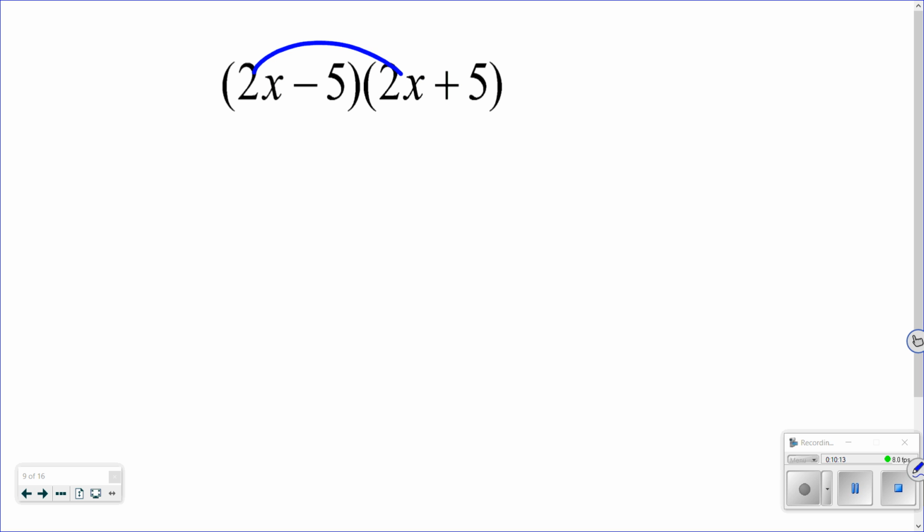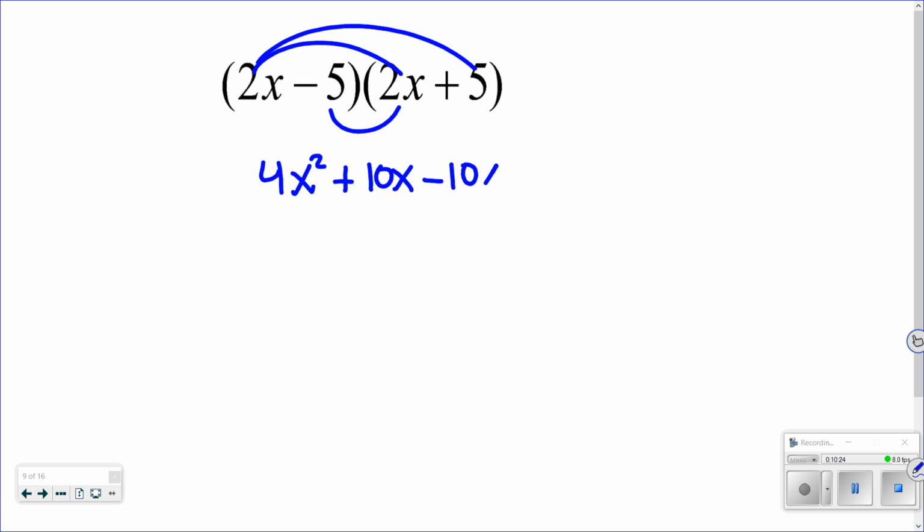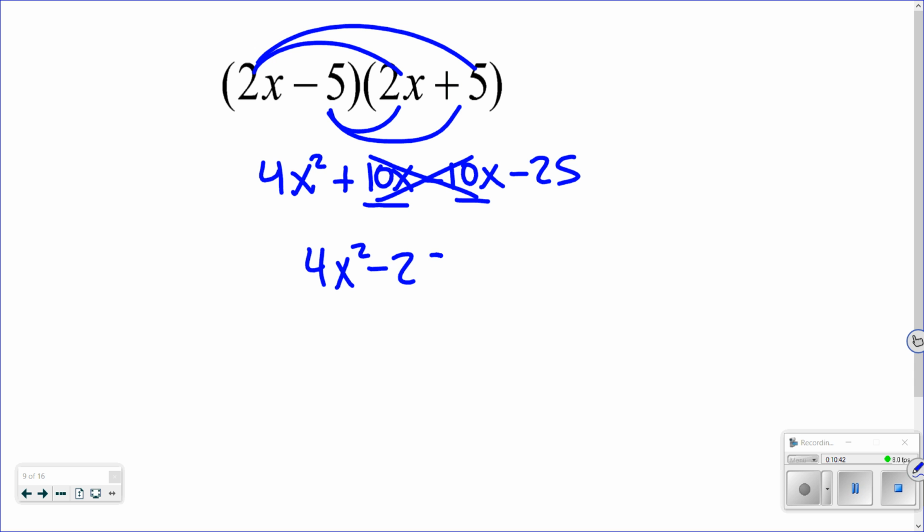We go 2x times 2x, 4x squared, 2x times 5, 10x, minus 5 times 2x is minus 10x, minus 5 times 5 would be minus 25. So on the last one, these middle terms were the same, so we just doubled it. On this one, they're opposites. 10x minus 10x is 0. Those just cancel out, which leaves me with 4x squared minus 25.